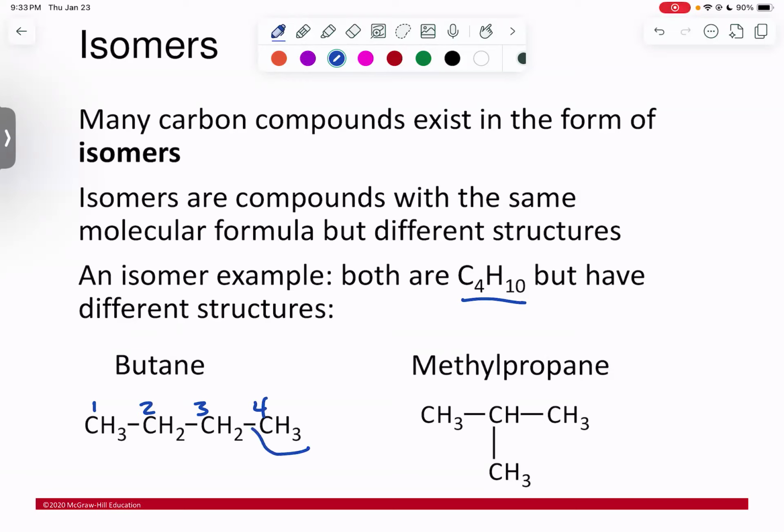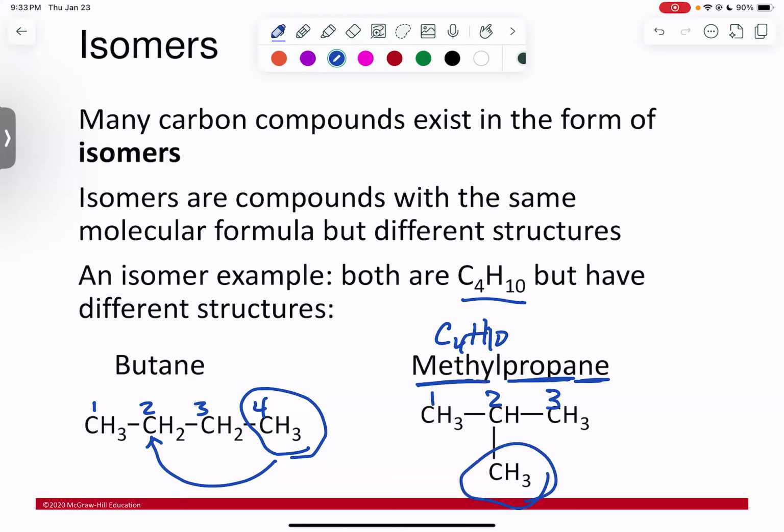But what if we took one of the carbons and moved it? Well, we would still have C4H10, but now carbon 4 would be attached to carbon 2. And so we would only have a 3-carbon chain. So "me eat peanut," that's prop. And it's all carbon-carbon single bonds. And it's saying that there's a methyl group. So this is my methyl group. So methylpropane is an isomer of butane.